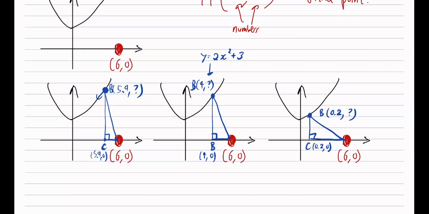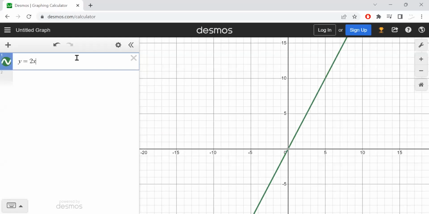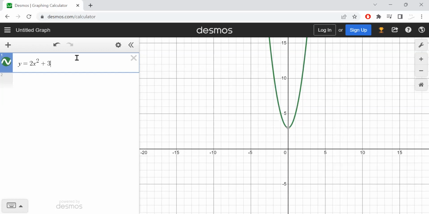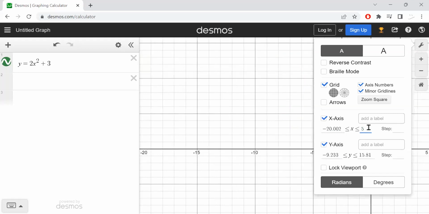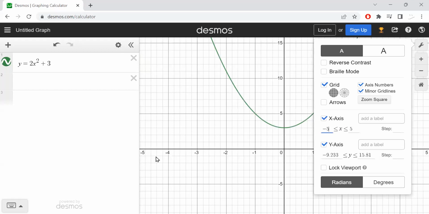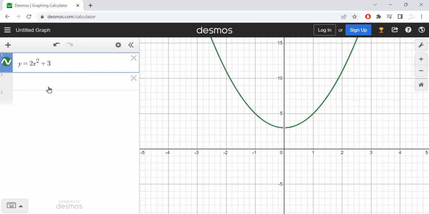Just to make it super clear, let me use Desmos to draw it. Y equals, you can see the screen. Can you see? Okay, very good. Let me just make it smaller. This is 5, this is -5. Ah, looks nicer. Looks more convincing.